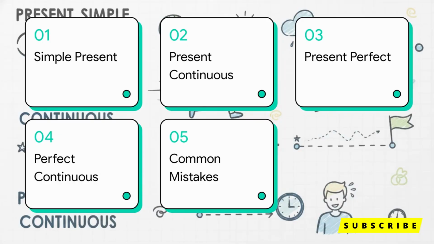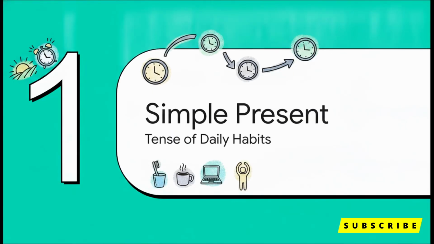To solve that little mystery, we're going to explore the 4 distinct flavors of now. Our agenda today covers the simple present, present continuous, present perfect continuous, and finally, we'll tackle those common mistakes. All right, let's kick things off with Section 1, Simple Present Tense.